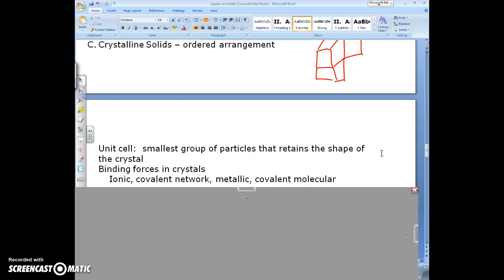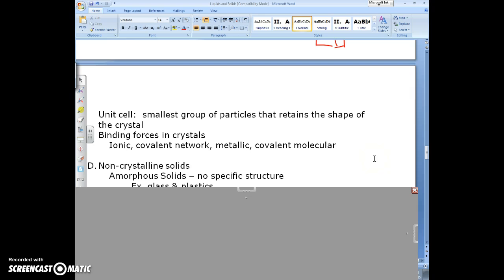Binding forces in crystals. We can have ionic crystals like salt crystals. We could have covalent network like diamonds. Those are covalent network crystals. We could have metallic crystals. You saw those being formed when we did that single replacement reaction where we were precipitating silver. And we can have covalent molecular crystals like sugar crystals. So lots of different crystals, but they do have that regular shape, and they do have that unit cell, that shape repeated over and over again.